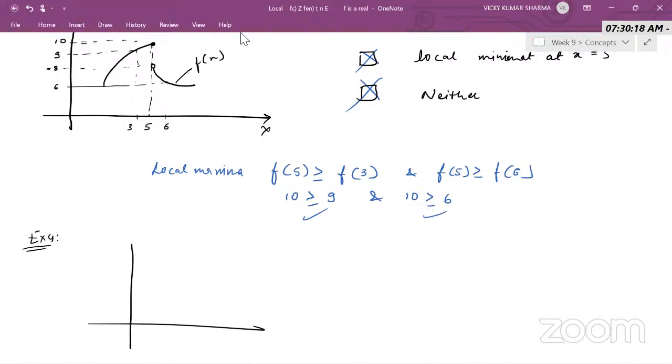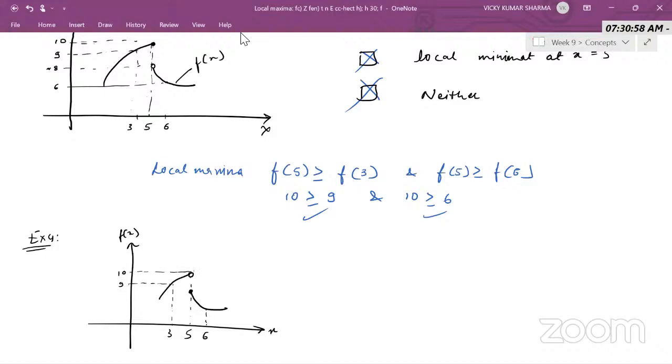Now look at this part. I'll take the same function, going to be like this. It's basically the same function, but look at something I have changed here. This is my f of x, this is my x, and this is 5. Let's say this is 6, and let's say this is 3. I can substitute the values. This is 10, and let's say this is 9.